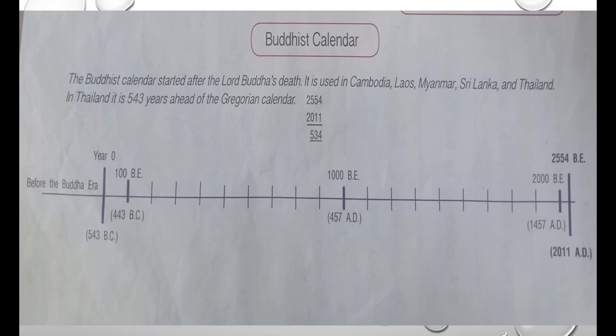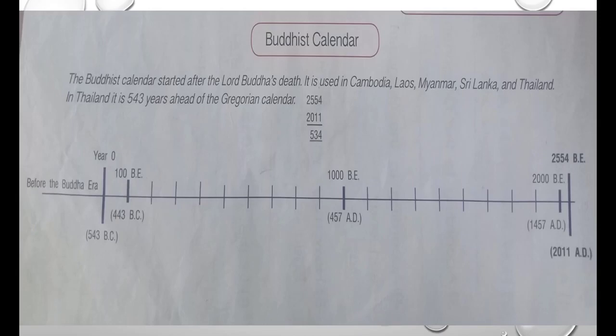In the year 443 BC in the Gregorian calendar, and in the year 100 BE in the Buddhist calendar, overall it has 543 years BC, or before Christ. And so, in 457 AD in the Gregorian calendar, the Buddhist calendar has 1000 BE because it has 543 years ahead of the Gregorian calendar.